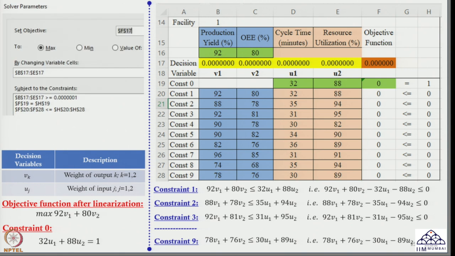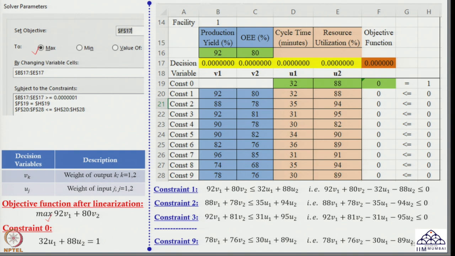Once all the cells are entered with the formulas and relationships are there, we have to enter the same thing into the Excel solver. The Excel solver looks like this. This is the screenshot. For set objective, I am trying to maximize, because my objective is of maximization type. So I will click here, maximization.